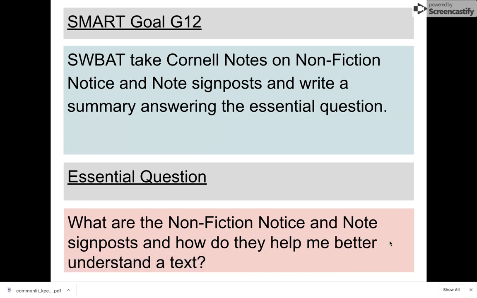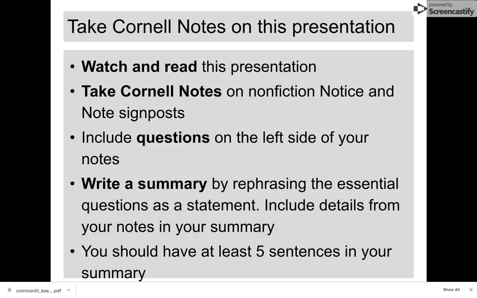Once you've written this up on your Cornell Notes, you're going to go to the next slide. Here's what I'm asking you to do. Take Cornell Notes, watch and read this presentation. Include questions on the left side of your notes, and then at the end, write a summary by rephrasing the essential question as a statement. Make sure to include the details from your notes in your summary. You should have at least 5 sentences in your summary.